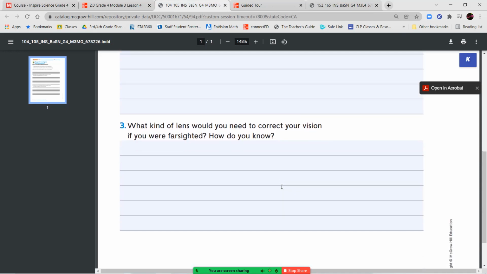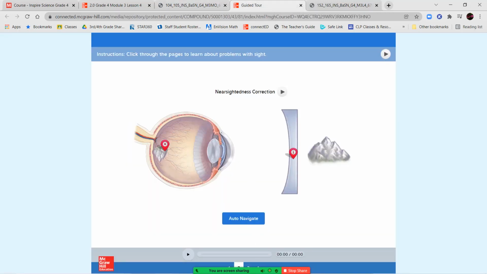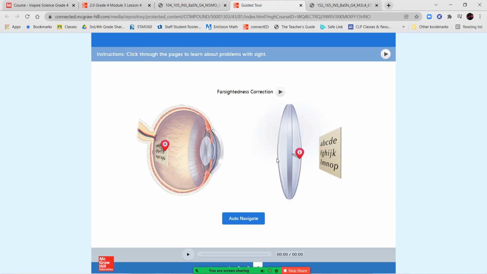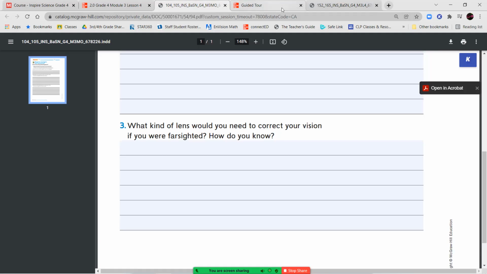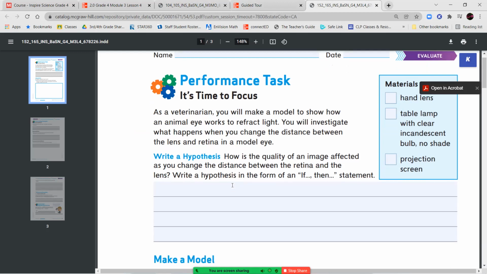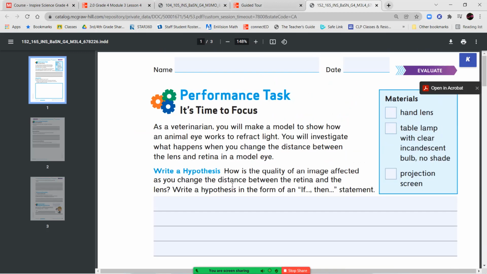And for number 3, what kind of lens would you need to correct your vision if you were farsighted, and how do you know? So again, over here for farsightedness, we said we would need a convex lens that's thicker in the middle. And you can go back to the reading again for this section to find additional details about how you know that you would need that particular kind of lens. Once you've completed that, we're going to wrap up our lesson, and we have a performance task at the end.